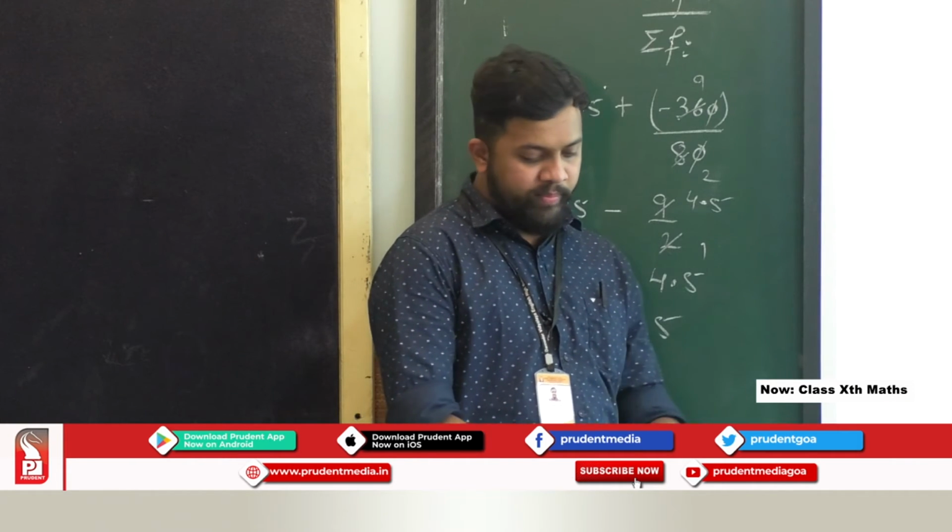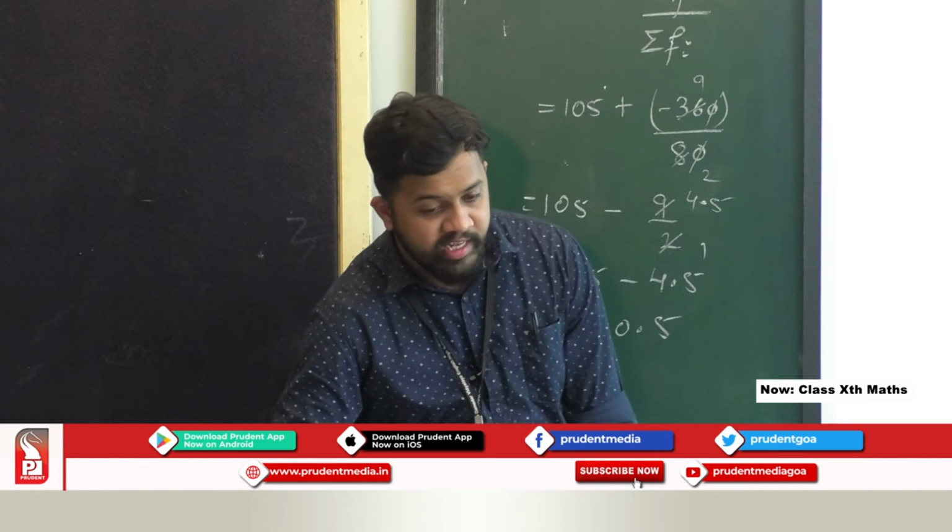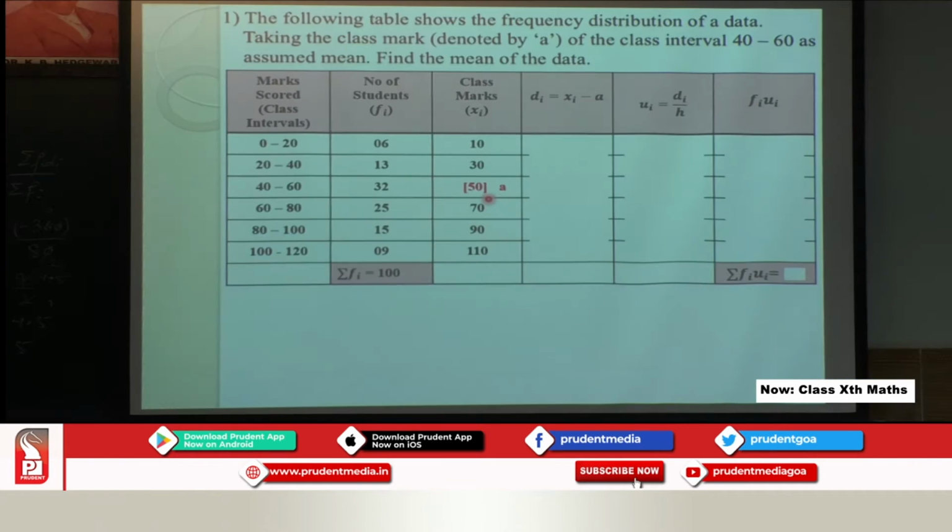What is the next thing we are marking? We are marking the assume mean. You can see I have marked the assume mean as 50. 50 as assume mean. Why? Because it is told to you, take the assume mean of the class interval 40 to 60. So A is the assume mean.